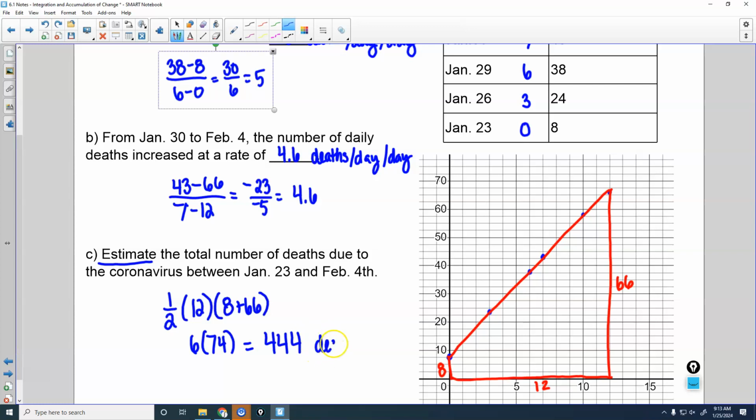Deaths. Because when we do area, we're taking deaths per day and multiplying it by days. So that would just give me the number of deaths. So here on somewhere around February 4th, it had to be after February 4th because I was making this problem using data that existed. So 444 people. And I was like, don't worry about it, guys. It'll be fine. It's not going to get that bad. And it did.